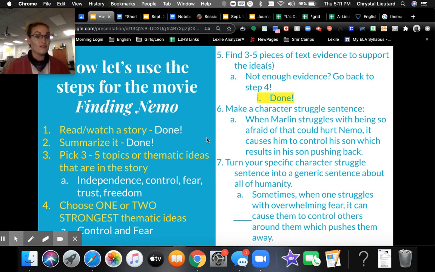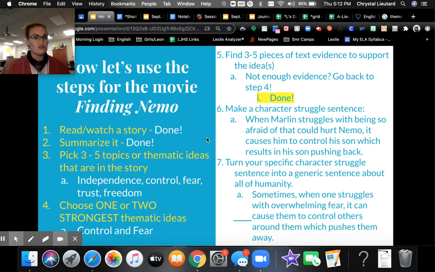So now we've got to pick 3 to 5 thematic ideas or topics that are in that story. So some of the ones I came up with were independence. I know that Nemo really wanted some independence. Control. Marlin tries to control everything that Nemo does, tries to limit him. Fear. Marlin has an extreme fear of losing Nemo. Trust. Marlin doesn't trust that Nemo can make decisions for himself. Marlin struggles to trust anyone, really. Freedom. Nemo wants a little bit more freedom than what he currently has with Dad, right?